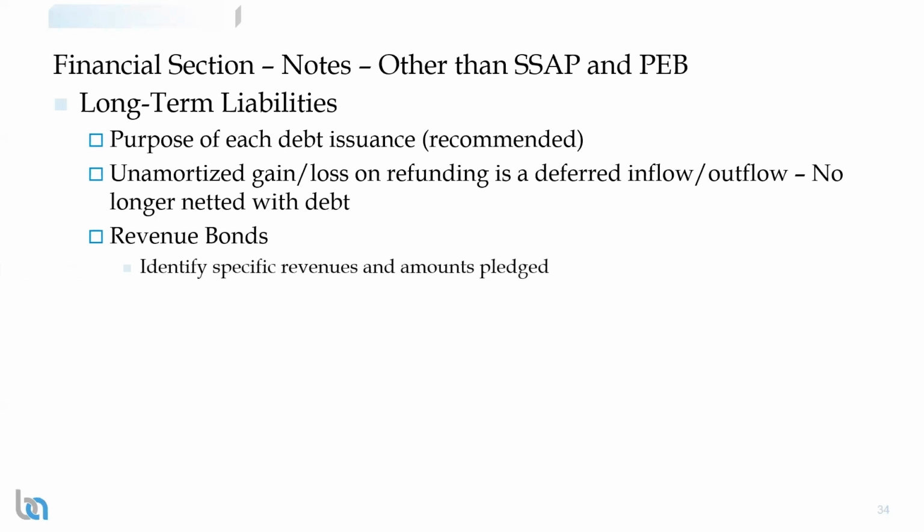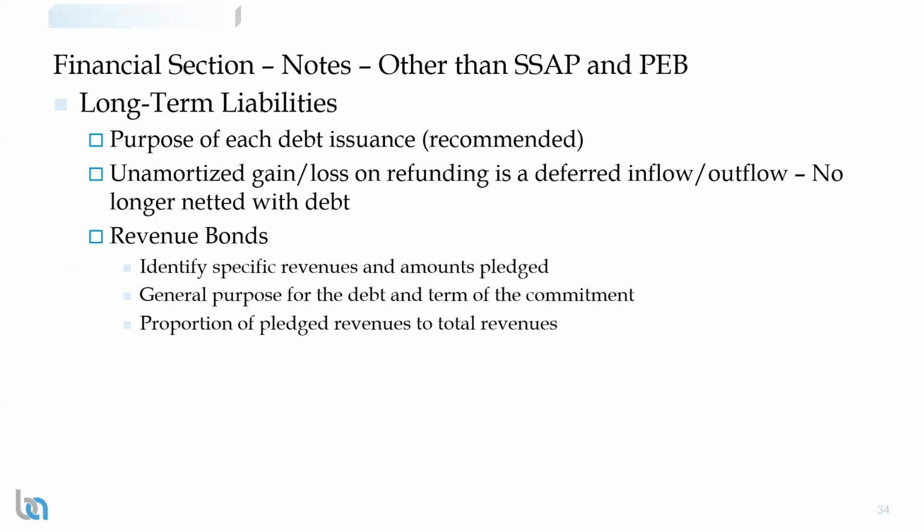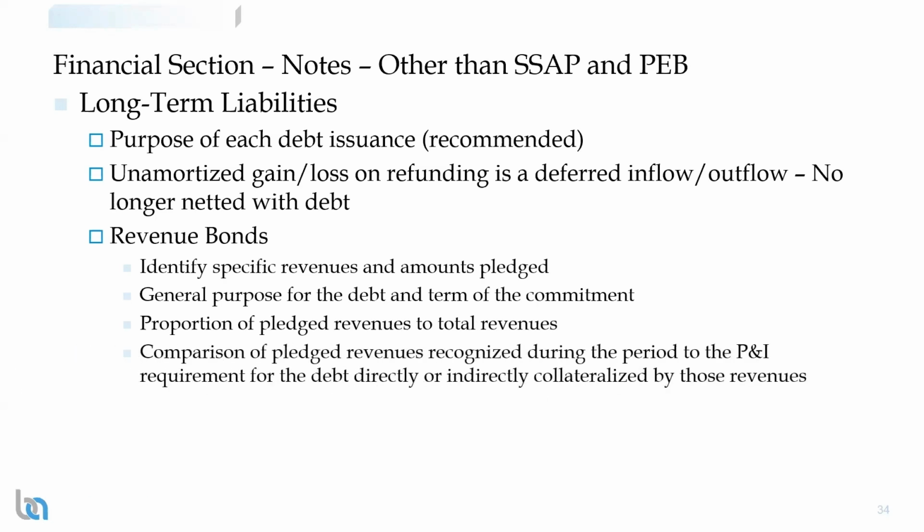Revenue bonds, you want to identify the specific revenues that have been pledged and the amounts. The general purpose for the debt, the term of commitment, the proportion of pledged revenues to total revenues, if it's not 100%. A comparison of pledged revenues recognized during the period to the debt service for the year. So it's a comparison of, well, these were the revenues for the year that were pledged, and this was our annual debt service. And then you may also want to consider adding a calculation of net revenue, if you have net revenue disclosure requirements.